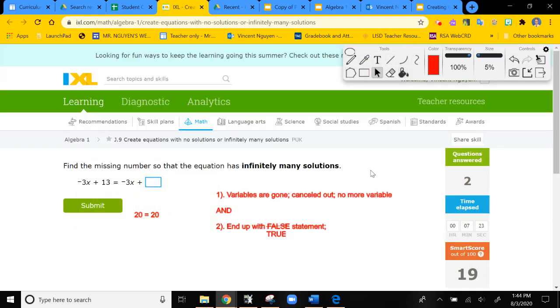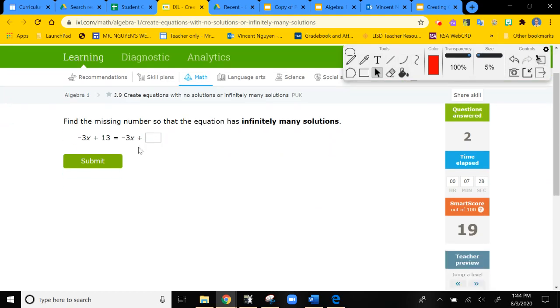I'm going to delete all my notes here just so that my screen doesn't look busy. What do I need here to make infinitely many solutions? Well, we know from looking at this that the variables will disappear, they will cancel. So that's step number one, and it's satisfied. Condition number two is that they have to end up being a true statement. So to make this a true statement, I have to have 13 on this side as well, so that it says 13 equals 13, which is a true statement. So I need 13 on this side.